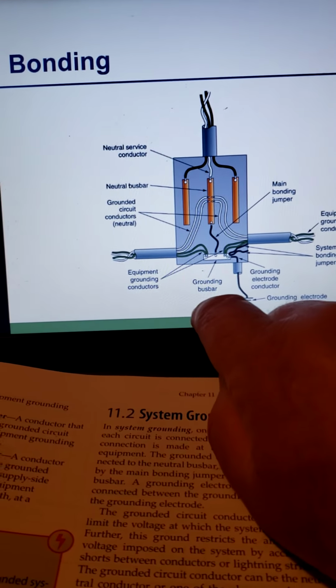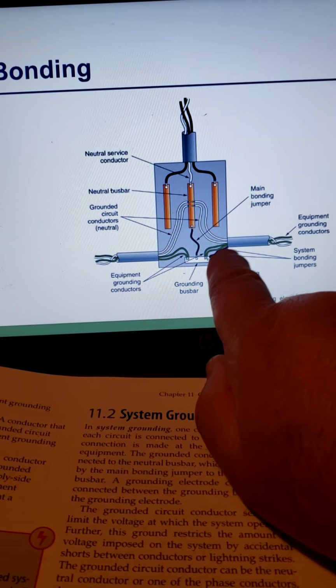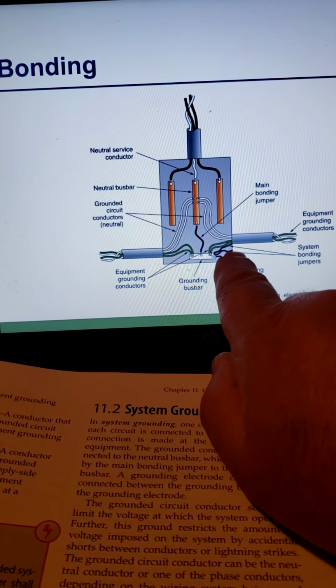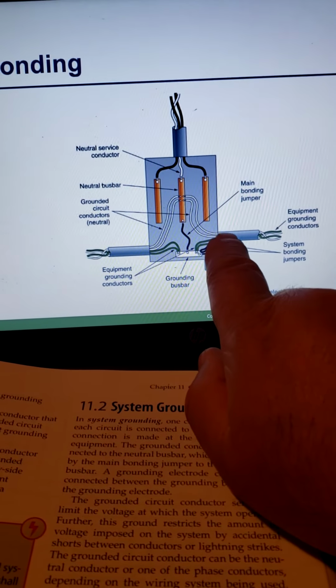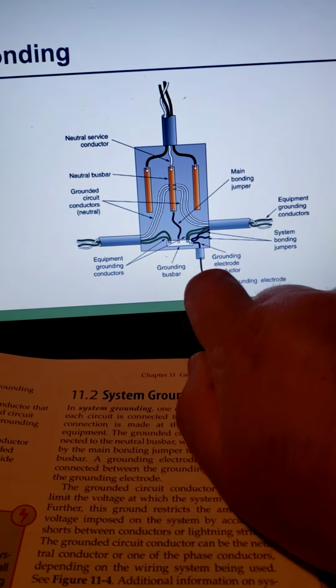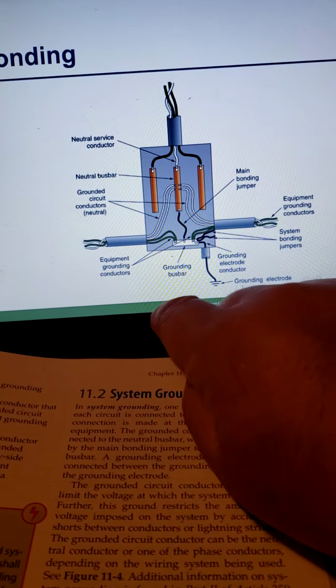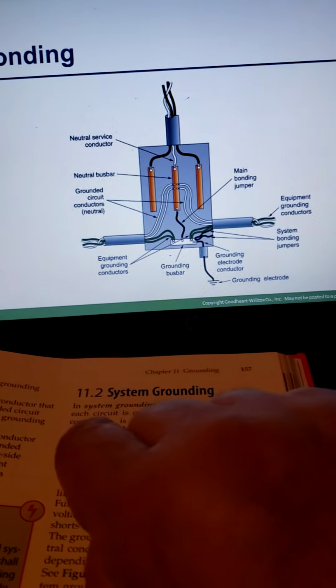This black one here is the main bonding jumper. Right here you can see where it's going across, and it's going to the metal frame right there. And it's going to the conduit. It looks like it's connecting to the conduit right there. So that's a system bonding jumper and my main bonding jumper. Then we have our grounding electrode conductors that go off to each one.